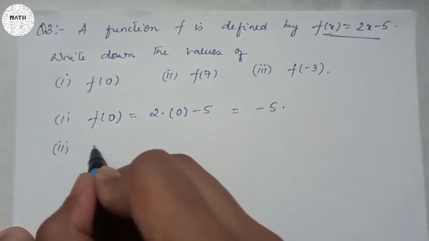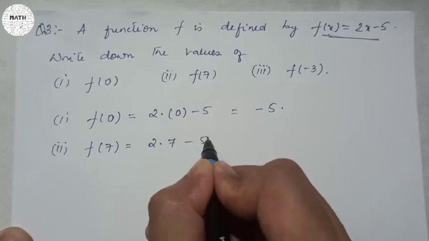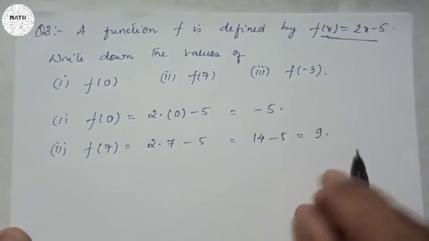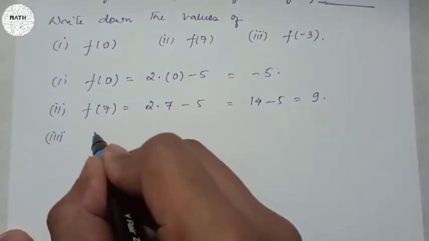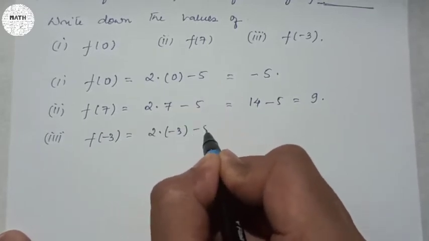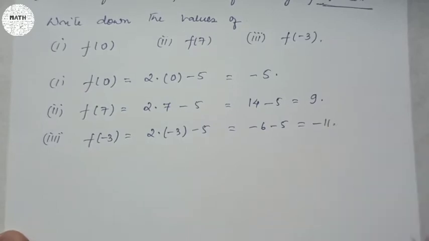Similarly, number 2 is given that f of 7. So it will be 2 into 7 minus 5. So that's 14 minus 5, which happens to be 9. Similarly, number 3 is given that f of minus 3 would be 2 into minus 3 minus 5, minus 6 minus 5, minus 11. So that's all about your question number 3.